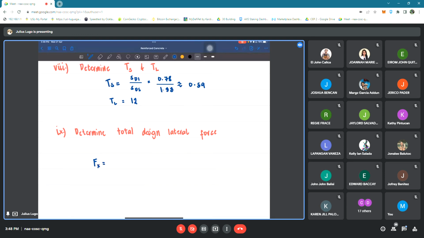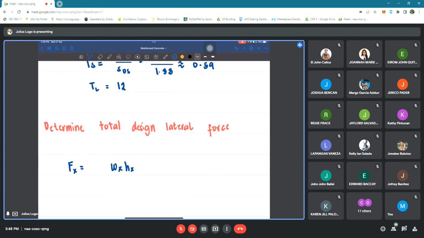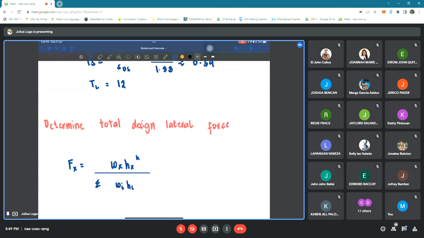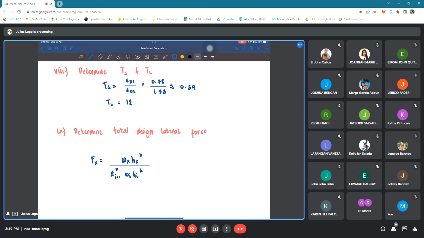Okay? Is equal to your WX multiplied by height at that particular X raised to K, all over the summation of WI HI raised to K from 1 to N. Okay, so that is your formula, and then nakalimutan natin, multiply natin to ng base shear.